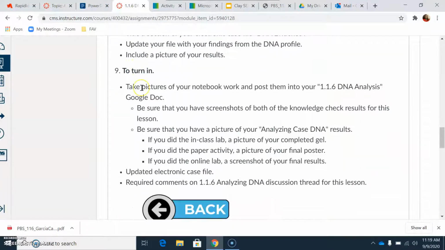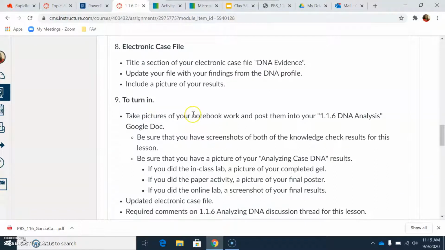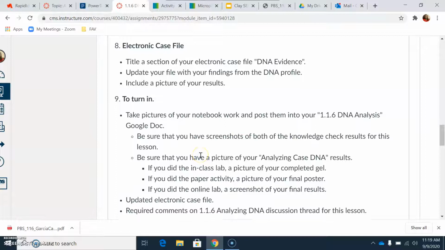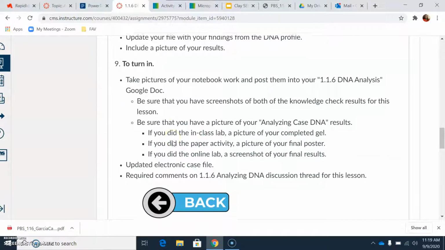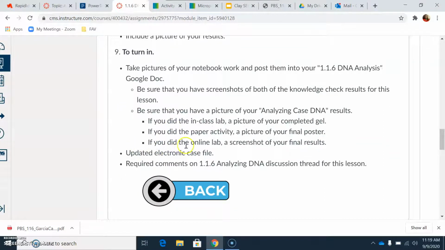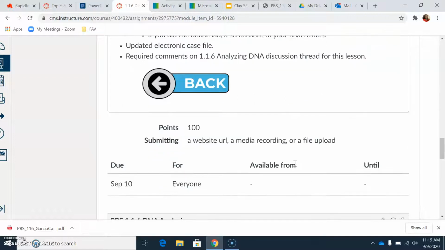Then after that, what you're turning in is pictures of your notebook work, posted in 1.1.6 DNA analysis. Be sure to include the screenshots of the knowledge check results. Don't worry about the lab part because we didn't do the lab. You're going to update your electronic case file, and I'm also going to be looking at the discussion post that you did in this lesson. And that's all you did.